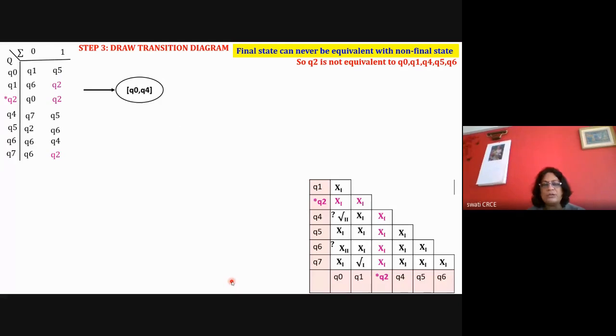Q1 and Q7 are also equivalent, so I'm combining them together into a single state and drawing a circle. This is my second state. Then Q2 is not equivalent to any other, and it is a final state.